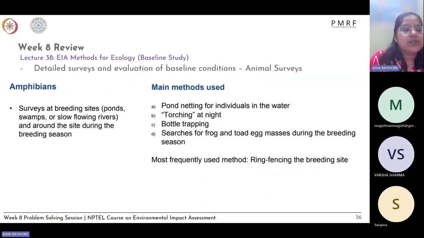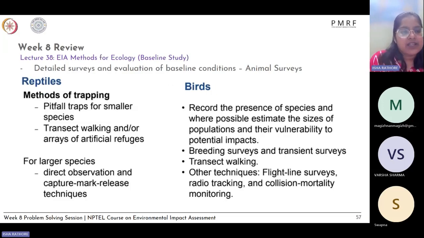Then for amphibians, you survey at the breeding sites, that is ponds, swamps, or slow-flowing rivers, or around the site during the breeding season. Main methods are pond netting for individuals in the water, torching at night to count the number of species, bottle trapping, and searches for frog and toad egg masses during the breeding season. So these are the kind of methods we looked at for amphibian surveys.